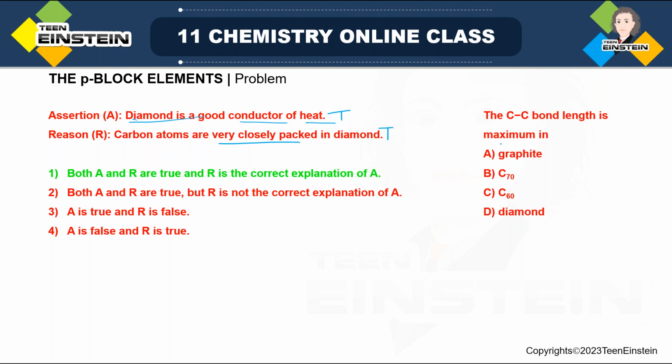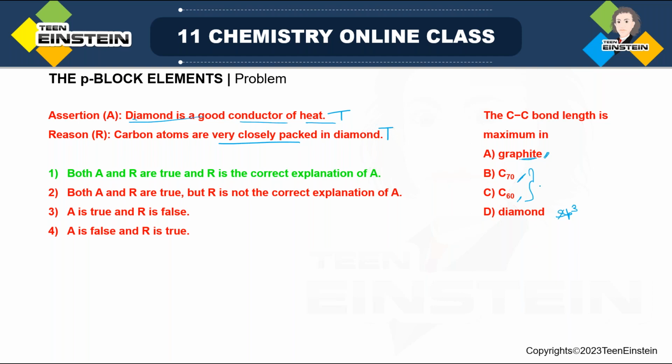The CC bond length is maximum in which of these allotropes? We have here options graphite, C70, C60, and diamond. Now these two are basically fullerene, right? Now remember, in diamond, carbons are sp3 hybridized, right? Each carbon is tetrahedrally surrounded. That is, the environment surrounding carbon is tetrahedral. What about fullerene? In case of fullerene, C70 and C60, there are different types of fullerene, but we have focused only on C60 fullerene, and there we have seen both double bonds and single bonds are present.